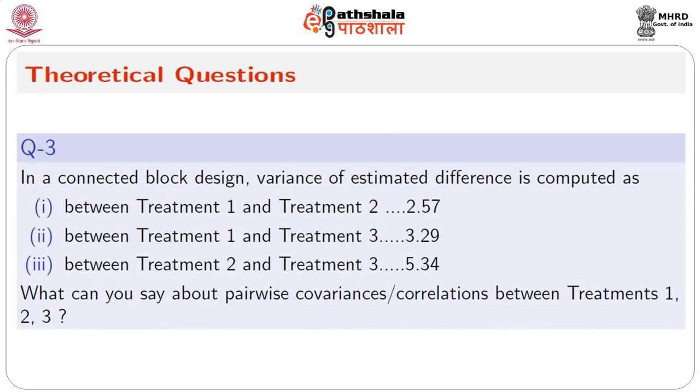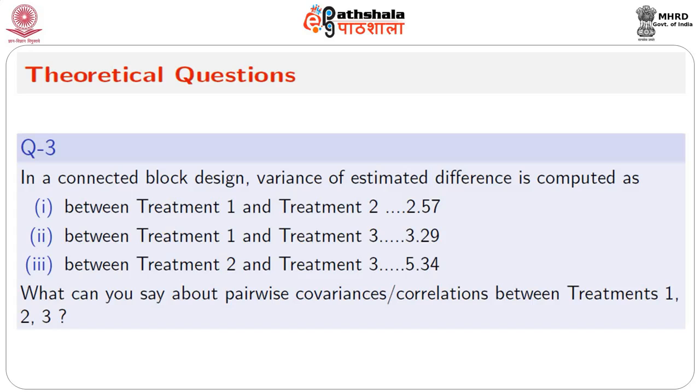The next one is: in a connected block design, the variance of the estimated difference is computed as follows. The first one, between treatment 1 and treatment 2, is 2.57. The next one, between treatment 1 and treatment 3, is 3.29. And the third one, between treatment 2 and treatment 3, is 5.34. So what can you say about pairwise covariances or correlations between treatments 1, 2 and 3? This is what the question is.